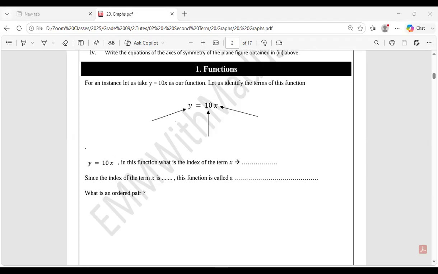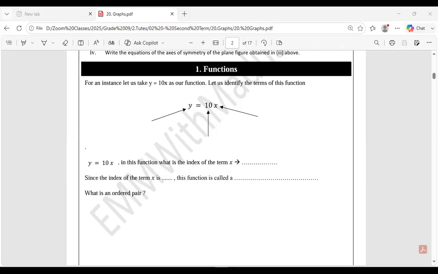Subject. Yes, that is the subject of the formula. By using the terms of graphs, how can you say what is y, what is x, and what is 10? How can you say that? By using the terms of graphs. No idea.